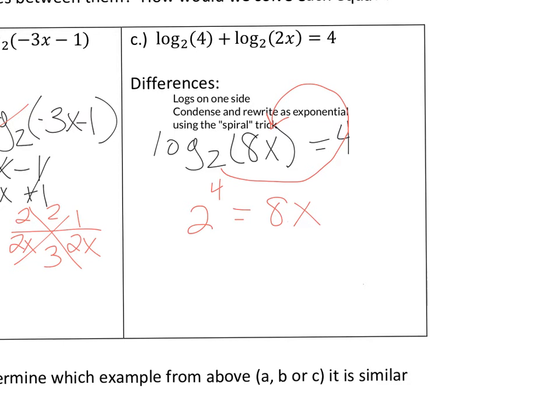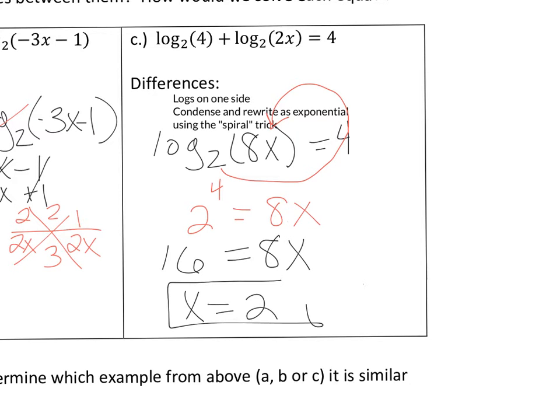So now I don't have any logs in this equation. My exponent is basically solved for. I just need to simplify that 2 to the 4th power, which is 2 times 2 times 2 times 2, or 16, equals 8x. And now it's really easy to see that x is equal to 2 if I divide by 8 on both sides.